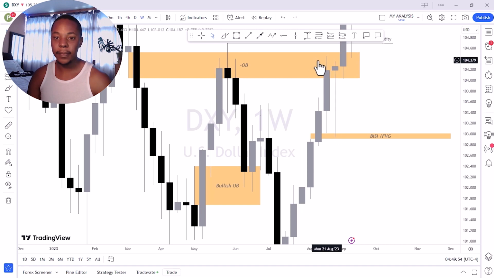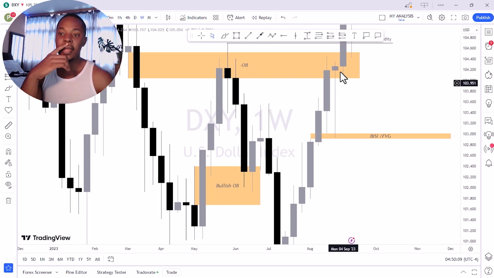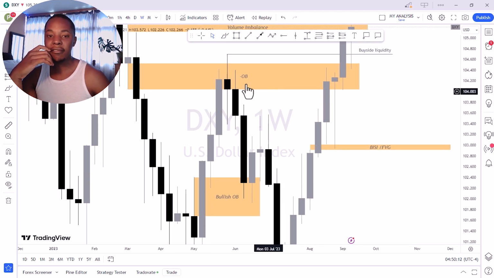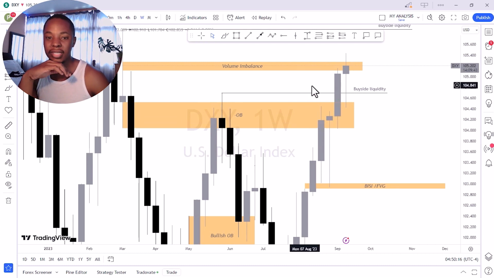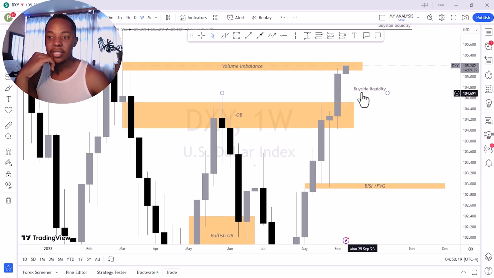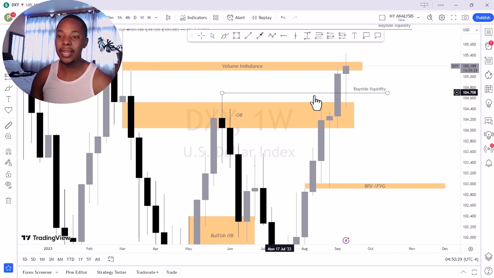And then, rejecting off of this bearish order block again, we went all the way back to reprice or rebalance this buy side imbalance, sell side inefficiency, the fair value gap. Then we went up, breaking above that order block, giving us a market structure shift. We took out that buy side liquidity there, and now we're currently in a volume imbalance. I'm pretty sure it's a 4-hour or 1-hour volume imbalance.